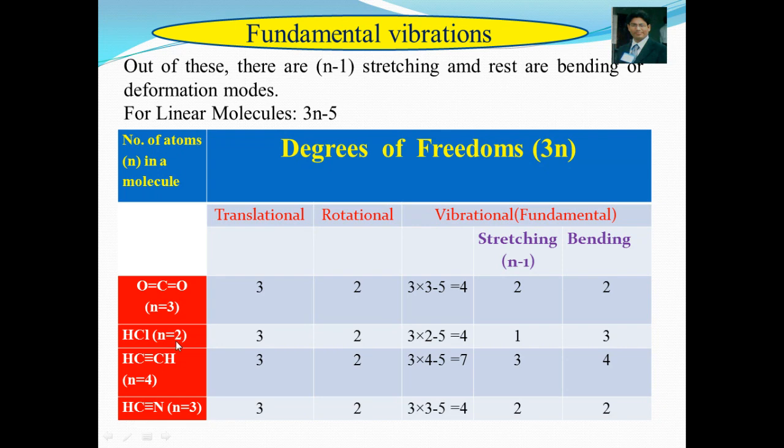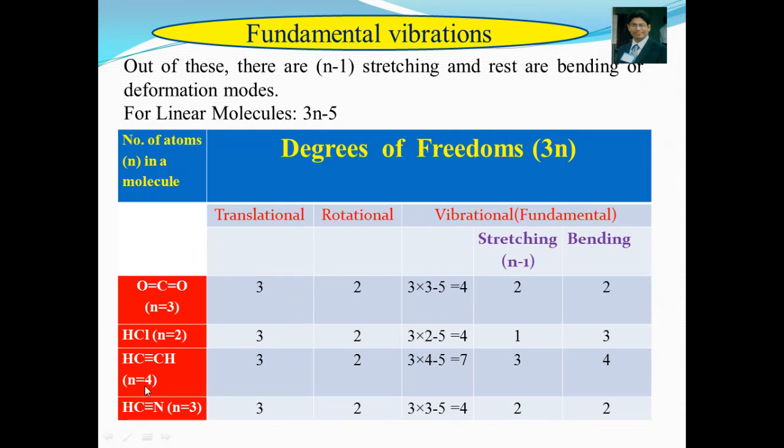For the HCl molecule, here the number of atoms in the molecule is equal to 2, hydrogen and chlorine. Translational degrees of freedom 3 and rotational degrees of freedom 2, as it is linear in nature. So the fundamental vibrations is equal to 3 into 2, n is equal to 2, minus 5, which is equal to 1. Among them, n minus 1, that is 2 minus 1, is equal to 1. 1 is stretching and the rest are bending in nature.